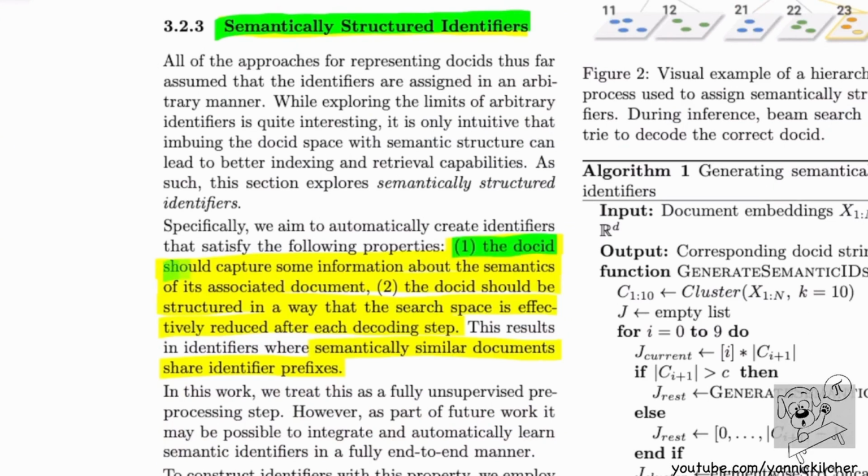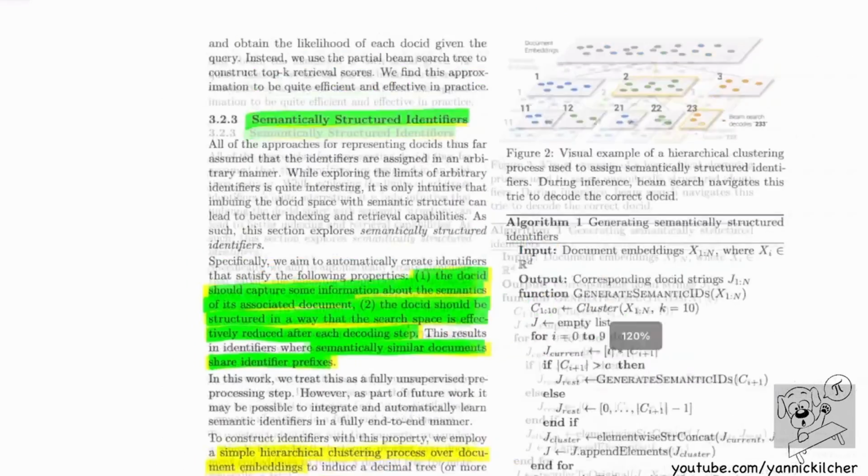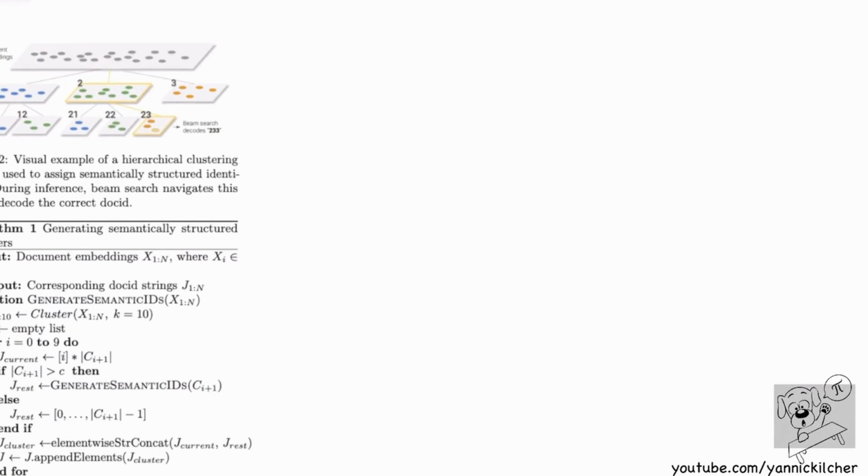They say the doc ID should capture some information about the semantics of its associated document. And second, the doc ID should be structured in a way that the search space is effectively reduced after each decoding step. This results in identifiers where semantically similar documents share identifier prefixes. So essentially, the IDs could be 255, which means it's like a path, like a folder path. So this is supergroup 2, and then group 5 inside of supergroup 2, and then document 5 inside of that.